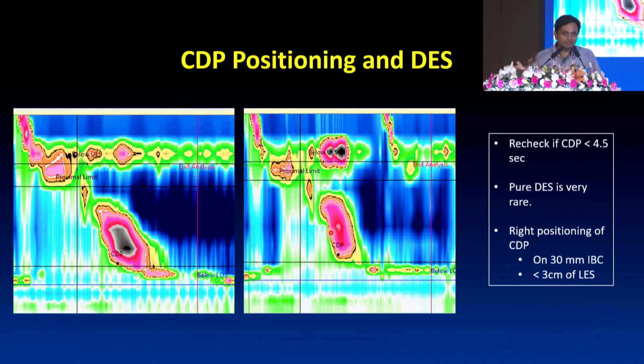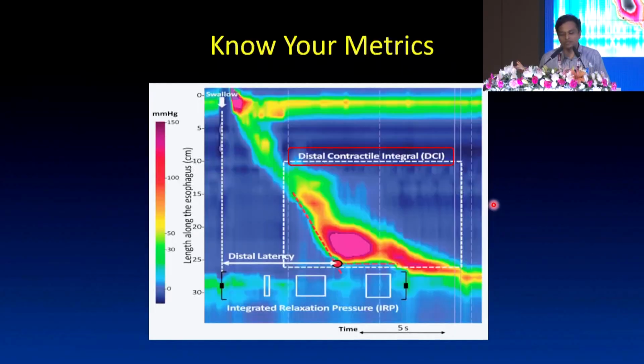So whenever you have a condition where your graph tells you that your CDP is less than 4.5, mind you, this is a very, very rare phenomenon. It's not very usual to have this. If you see that the CDP is coming lesser, go back, recheck whether you have placed it correctly or not. If you have not, then place it again correctly and your CDP will become normal.